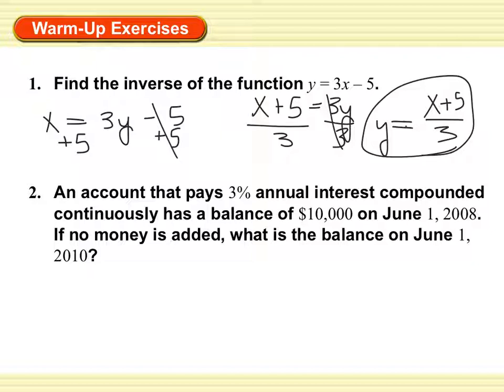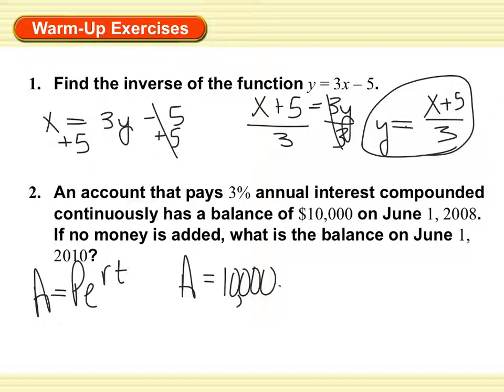There you go. All right, an account that pays 3% annual interest compounded continuously has a balance of $10,000 on June 1st, 2008. If no money is added, what's the balance on June 1st, 2010? So I think that would be our A equals P E to the RT. Our initial amount would be $10,000, the rate is 0.03, and then the time, we're going from 2008 to 2010, so that is 2 years.